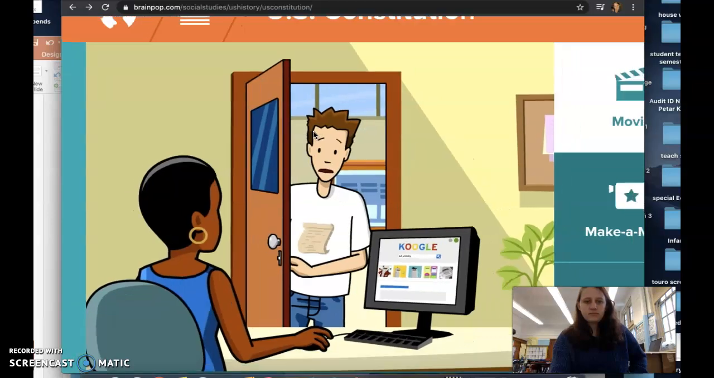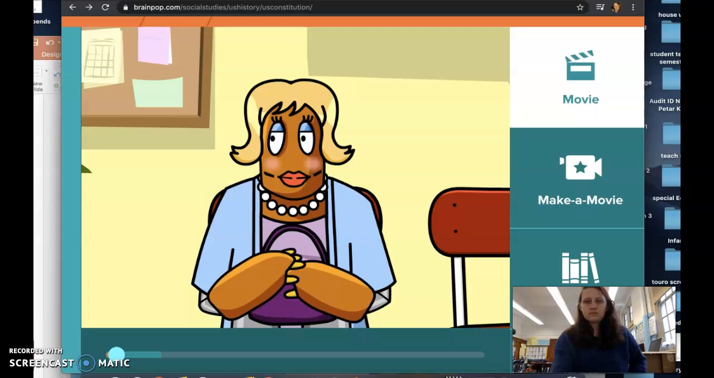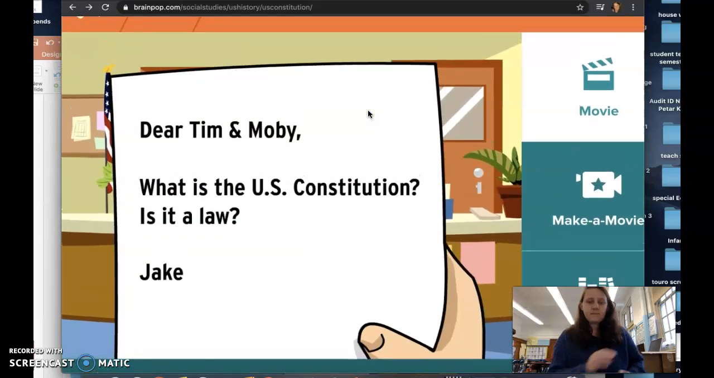Mr. Gribbers told me my mother was here with a note. That's not my mother. Dear Tim and Moby, what is the U.S. Constitution? Is it a law?